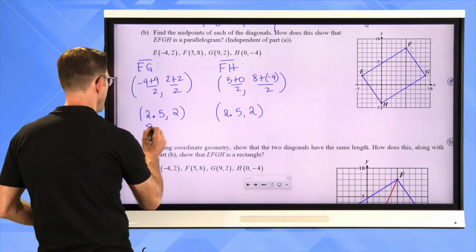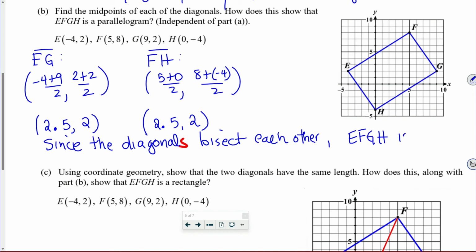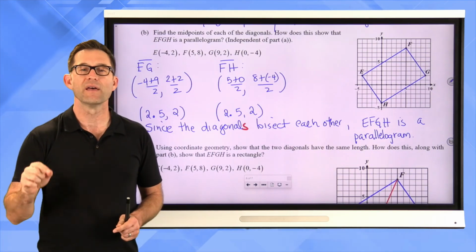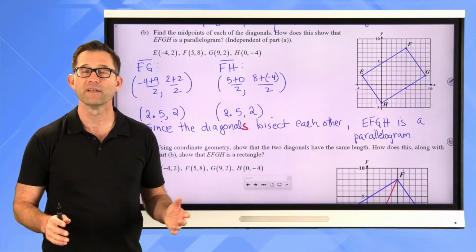All right, so since the diagonals bisect each other, EFGH is a parallelogram. When we did our lesson on sufficient conditions to prove something's a parallelogram, our sufficient condition set number 3 said that if the 2 diagonals of a quadrilateral bisect each other, then the quadrilateral is a parallelogram.